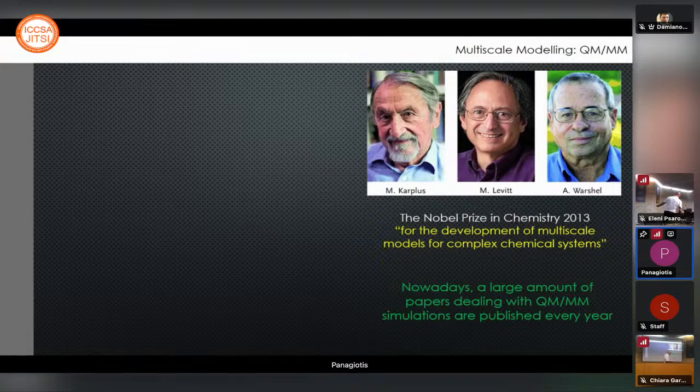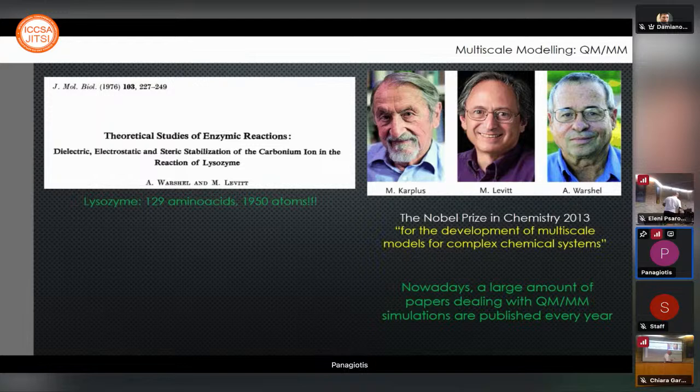This can be considered the first paper published using a QM/MM method. It was published in 1976 by Levitt and Warshel, and investigated the reaction between the carbonium ion and the enzyme macromolecule, the lysozyme.